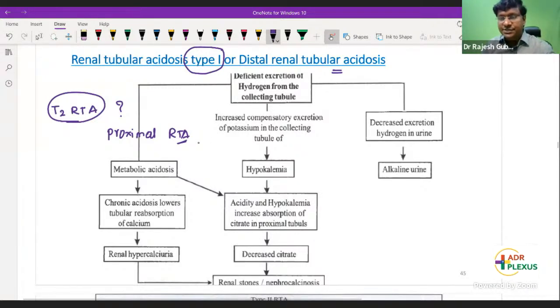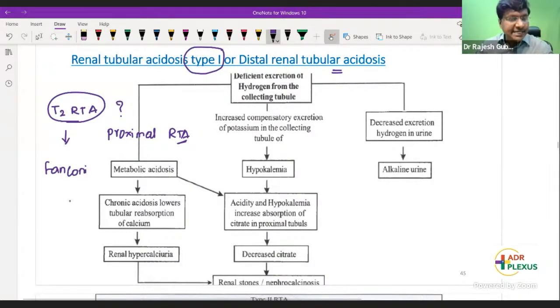Can anyone answer this, please? What is another name for proximal renal tubular acidosis? What syndrome is that? Who will be the first person? Parthiban, Sangeeta, Monisha. Very good. Excellent. That is your Fanconi's syndrome.